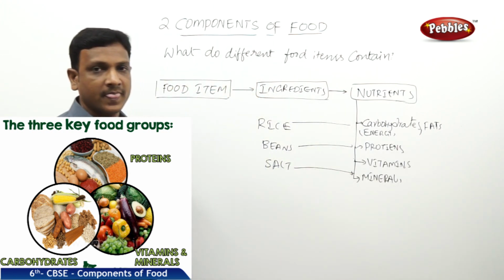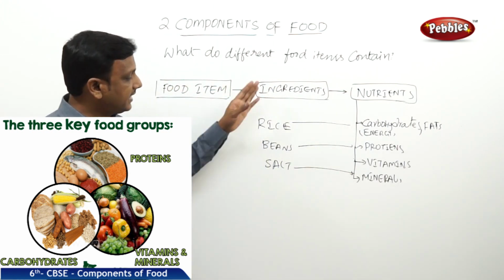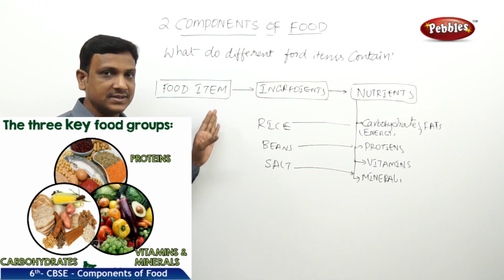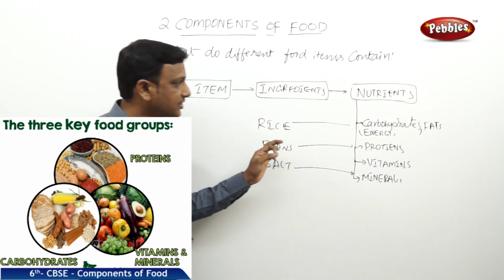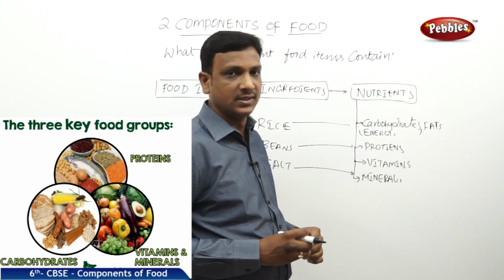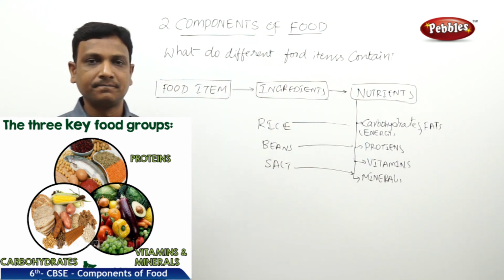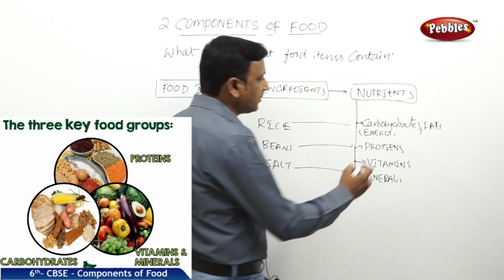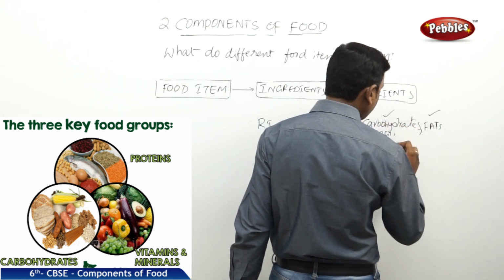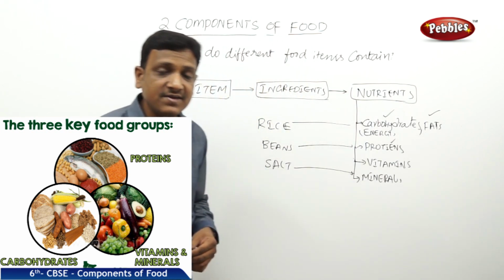Salt is a mineral. So the ingredients that are used to make the food items contain some essential components called nutrients. Some ingredients contain some nutrients in large quantity. So here, the major nutrients that we generally identify are carbohydrates, fats and proteins. We can identify them in the food items.